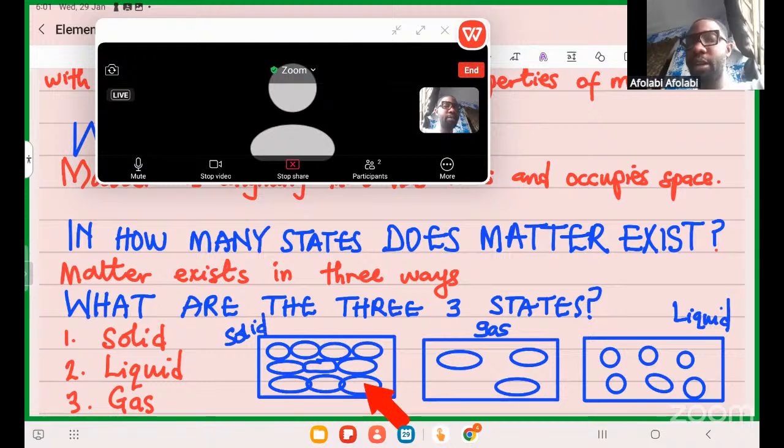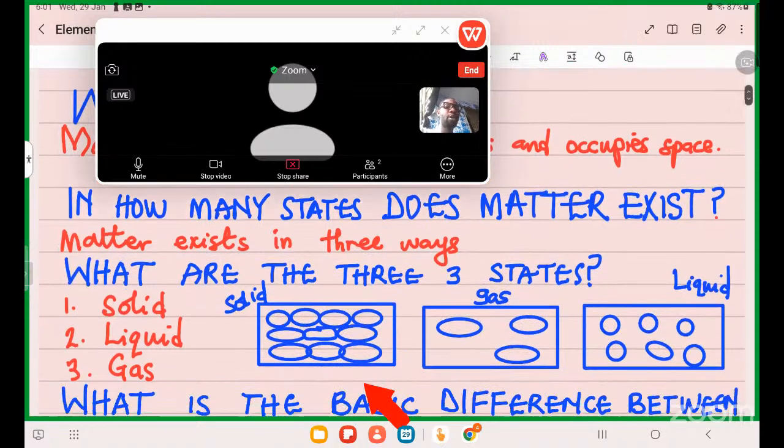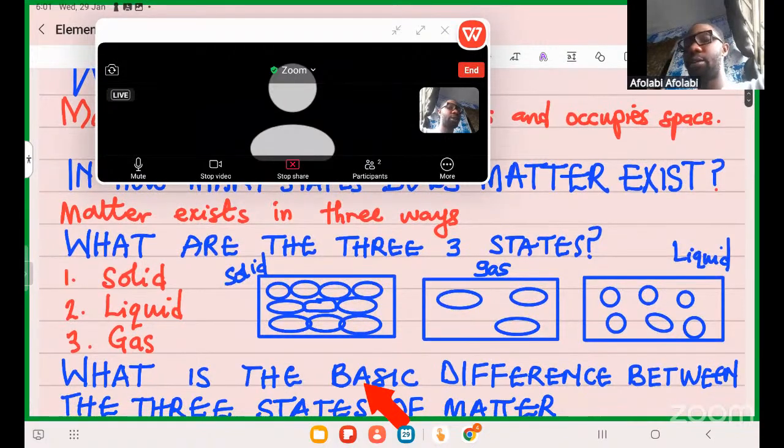Can you hear me clearly now? Is the audio, am I still glitching, or is it very clear now? It's clear now. Okay, better. I tried another means, so I was able to do that.